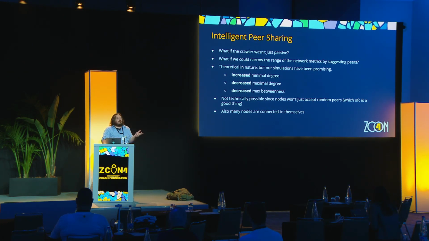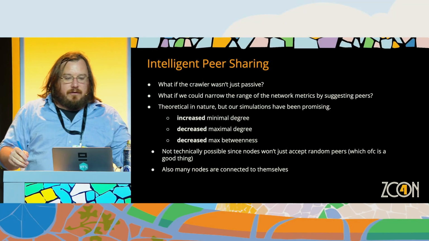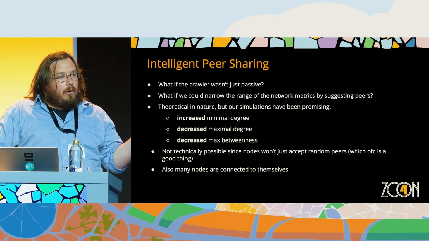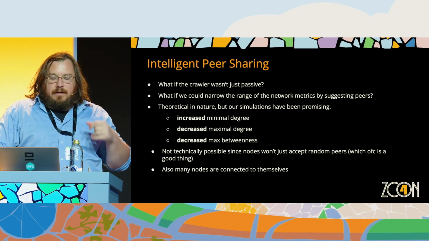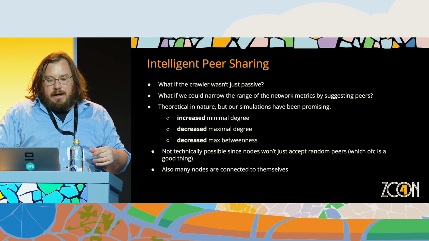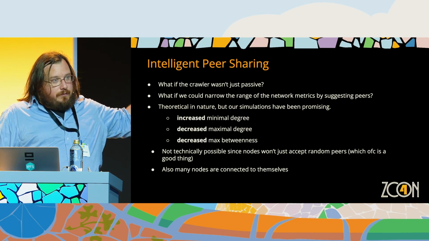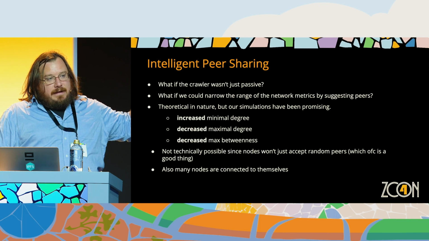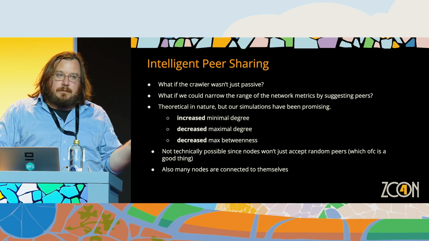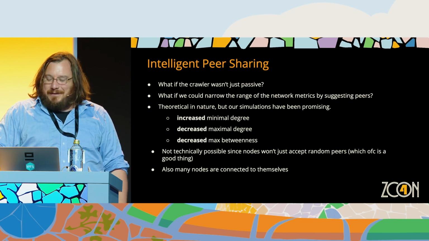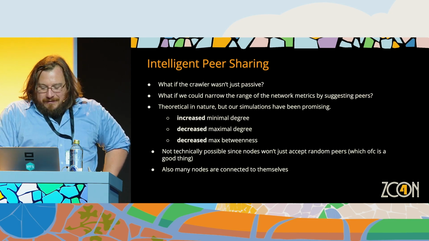But what if the crawler wasn't just passive? What if we weren't just measuring stuff? What if we were actively trying to repair the network? And this is where the intelligent peer sharing came in, with the goal of narrowing these metrics down. We did simulations on mainnet where we were able to increase and decrease certain measurements to get there, but that's just theory. We've not run that because, well, I don't want to take that risk. I don't want to be the guy that crashes the network by accident.